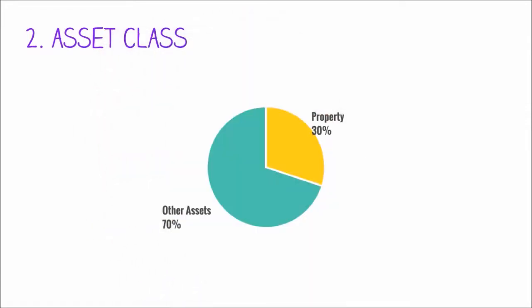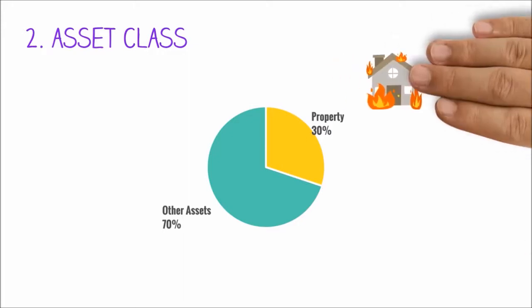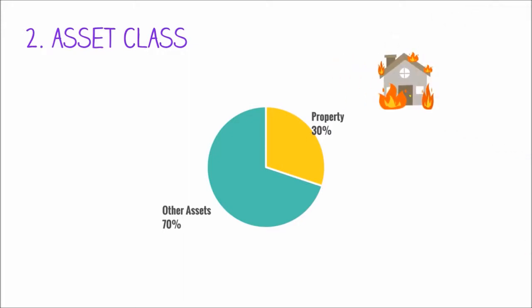The second is asset class. History has shown that asset classes as a whole perform differently to others over long-term periods. So let's say you have 30% of your portfolio invested in Australian property. If there was a crash in property prices, the other 70% would potentially be shielded from the losses.